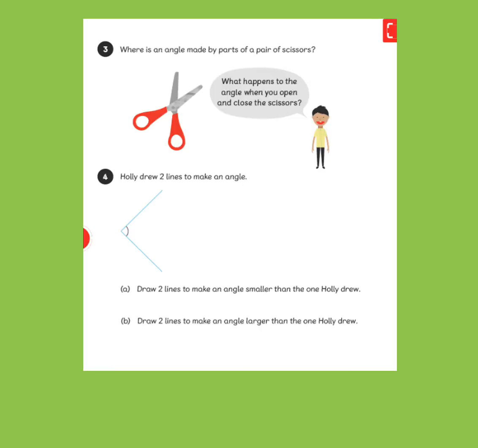Now I'd like you to have a go at question 4 independently. For A, you'll need to draw 2 lines to make an angle smaller than the one that Holly drew above. And for B, you'll need to draw 2 lines to make an angle larger than the one that Holly drew above.